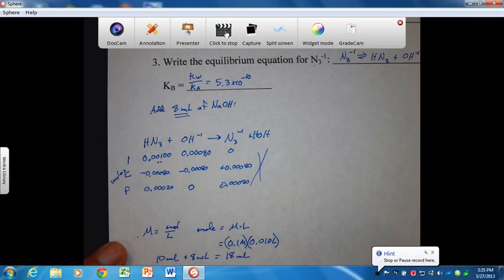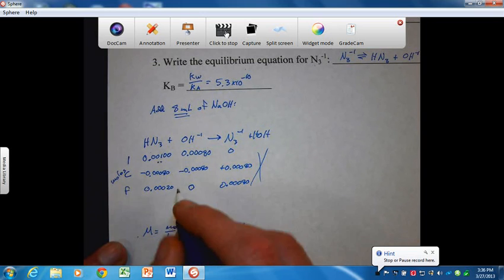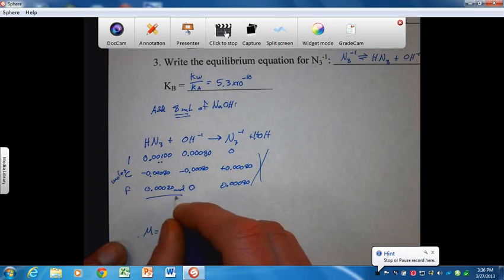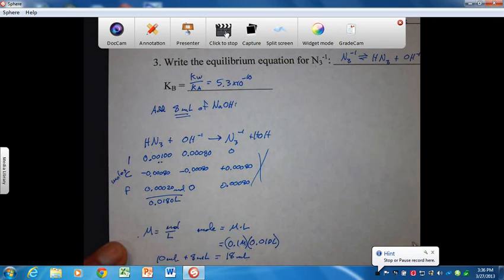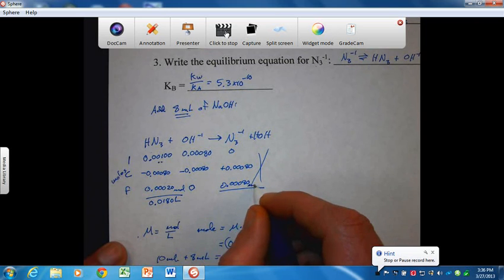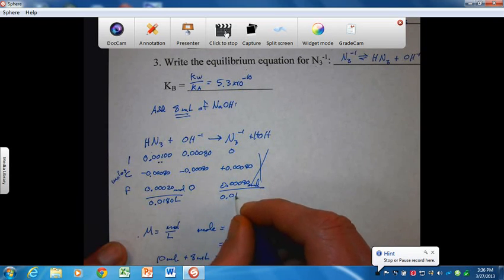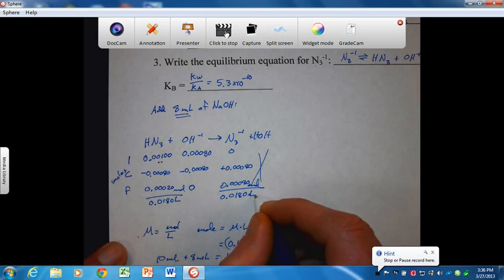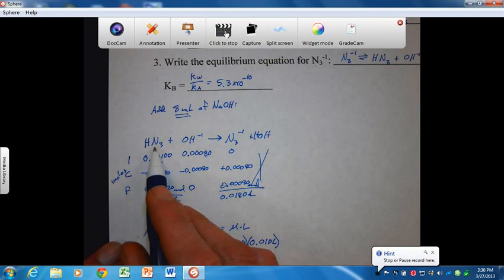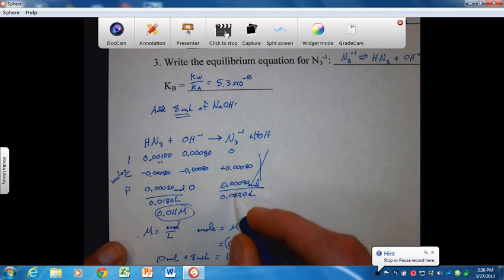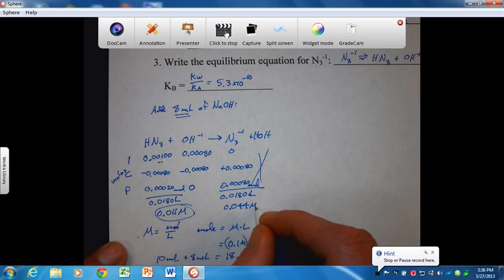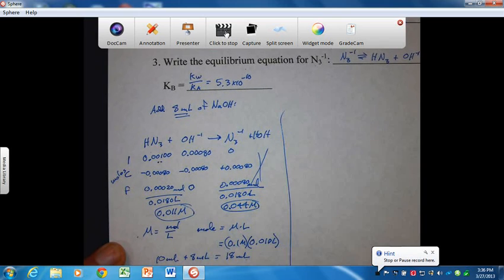I have to remember that this is moles, but I need to put it into molarity. So I've got to divide it by those 18 milliliters as liters. And in both cases, when I do the math, I find out that my final molarity of the acid is 0.011 molar, and my final molarity of the conjugate base is 0.044 molar. But that's only part one of the question.